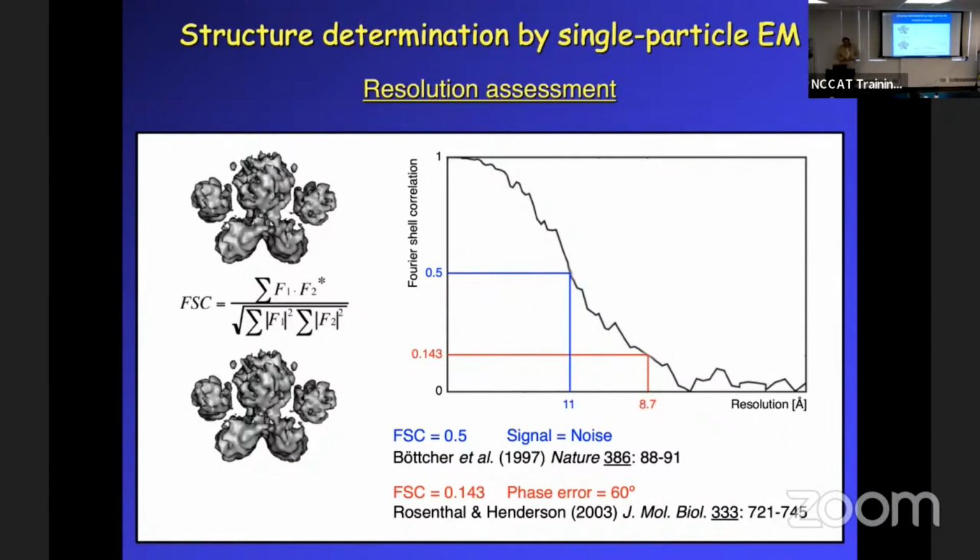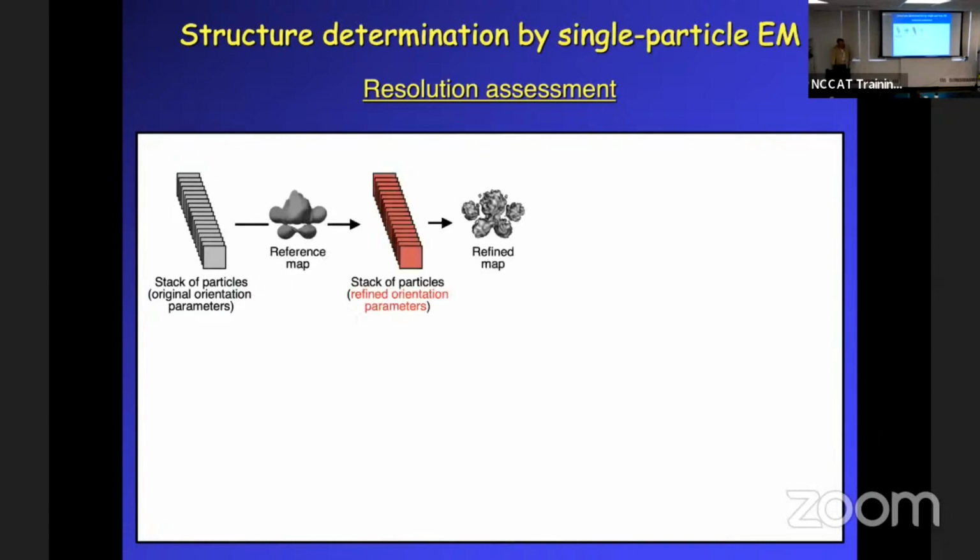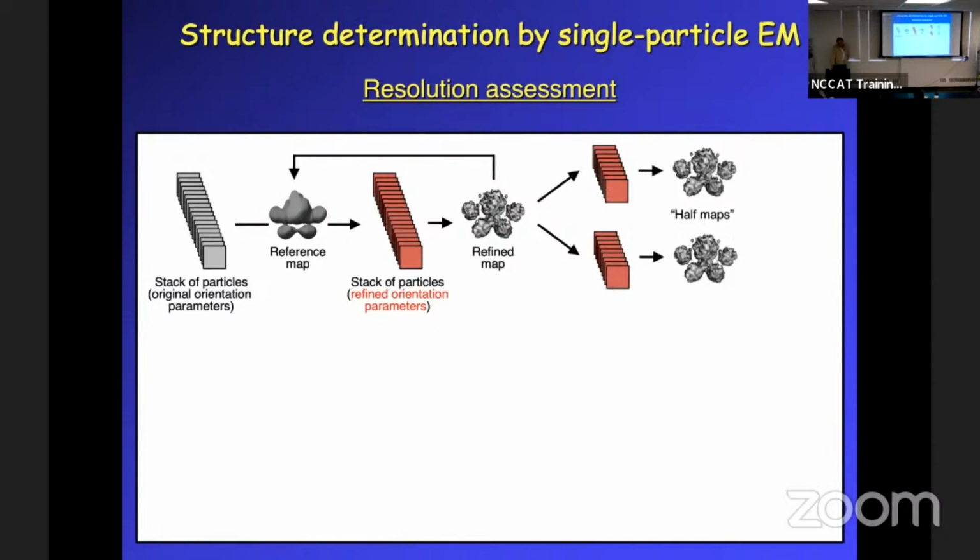The problem at the time that people didn't realize is that this formula only works if the 2 maps are truly independent. And at the time, maps were actually not independent. The way we used to do it, we used our entire particle stack, aligned it to a reference map, got our new orientation parameters, used this to calculate a refined map. We used this refined map to be the new reference map. And when it no longer improved, we split the data set, got 2 data sets, calculated half maps, and then calculated the Fourier correlation.